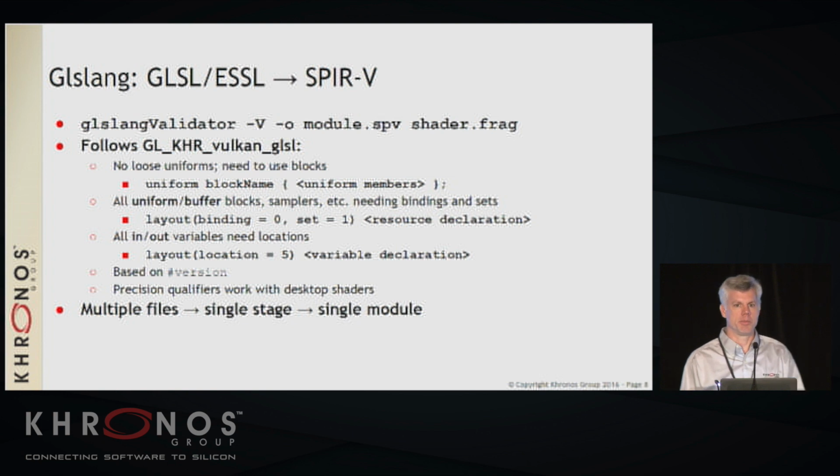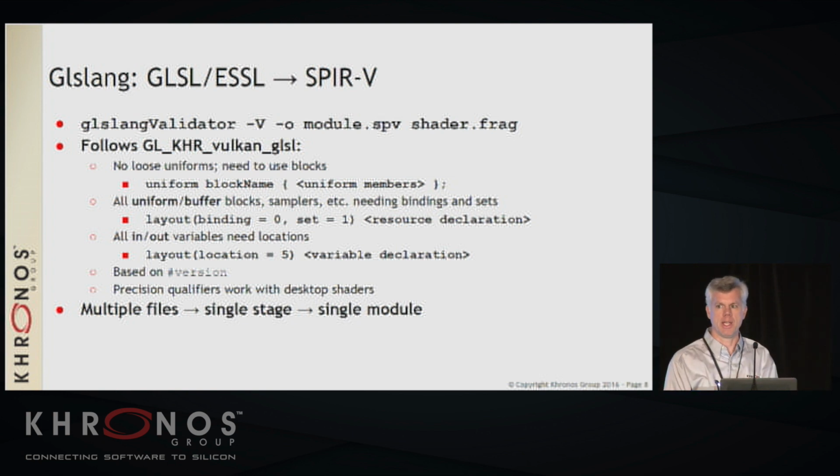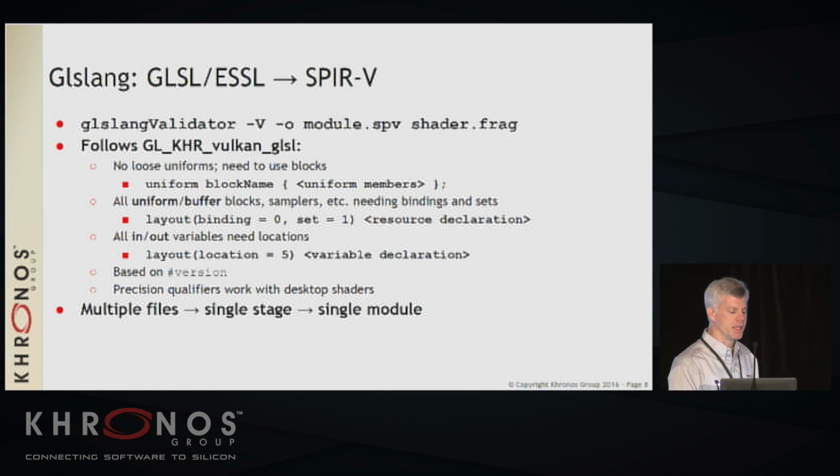And all in-out variables also need to have a location number. Between stages, the linkage happens between the location numbers, and between the application and going into the vertex stage and coming out of the fragment stage. That linkage is done by location number.